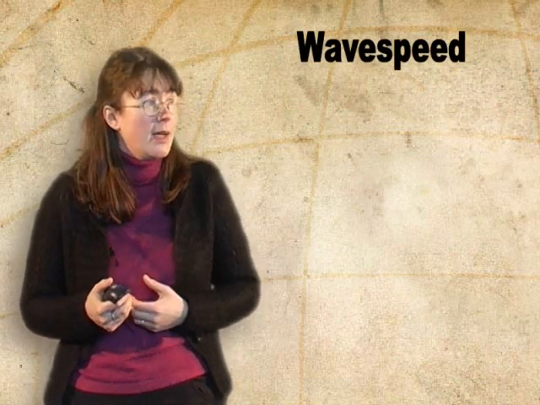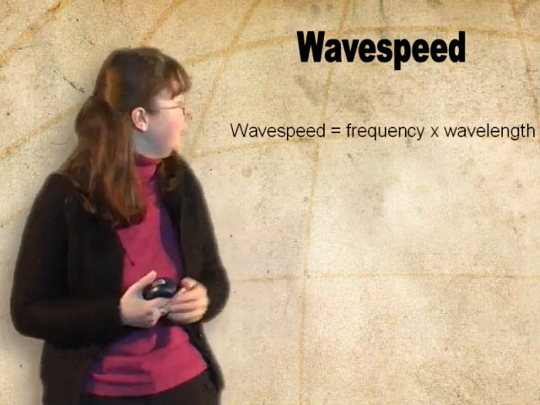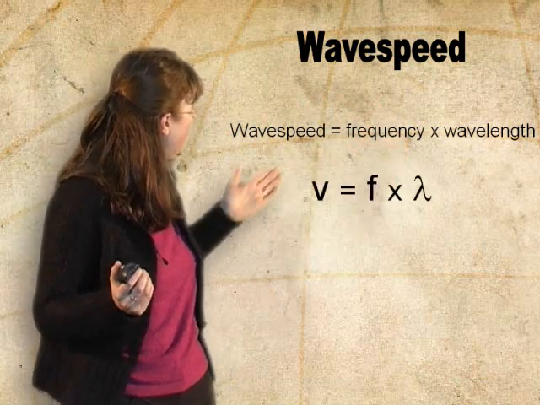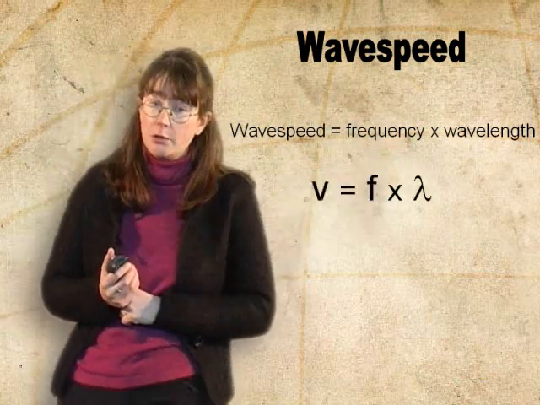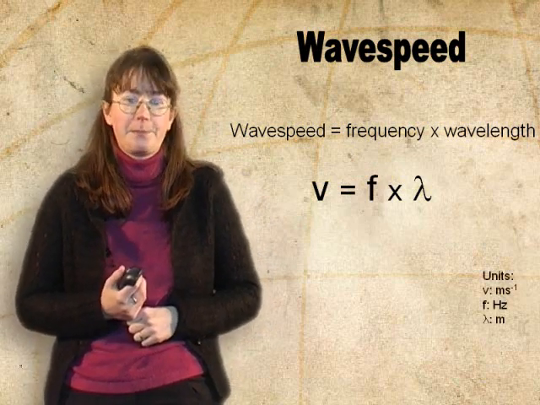Again, here's the wave speed. To work out how fast the wave moves, we simply need wave speed is frequency times wavelength, or v equals f lambda. You should know that from GCSE. And here are the units.